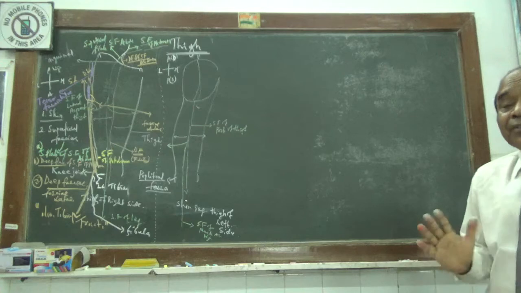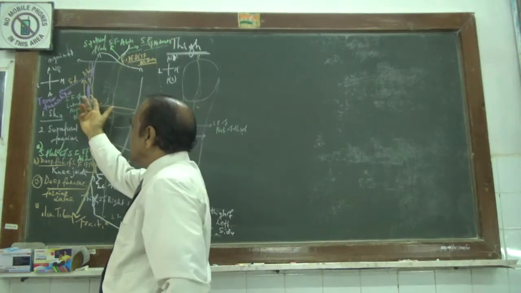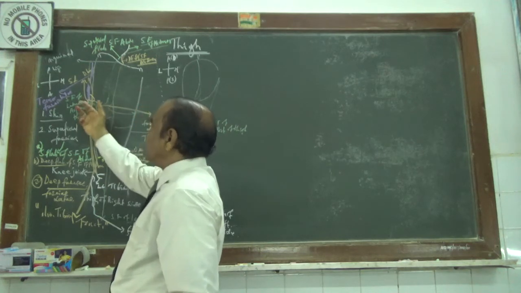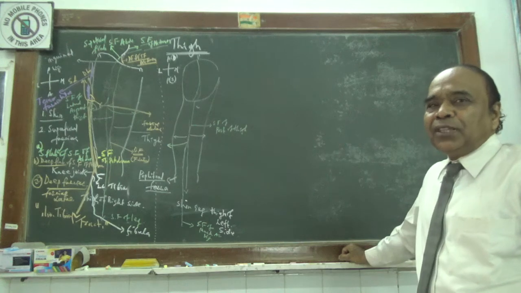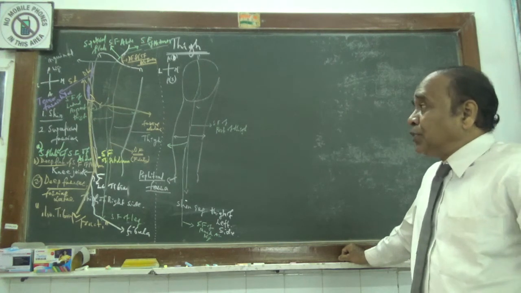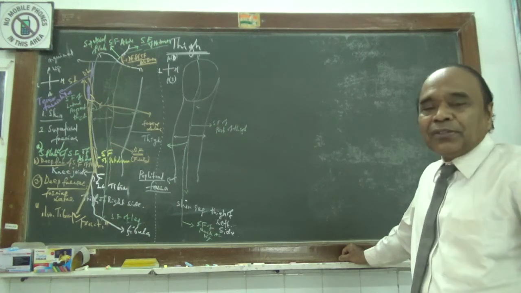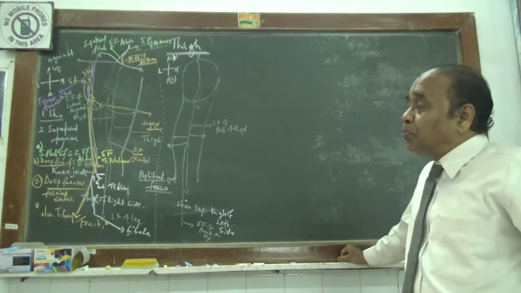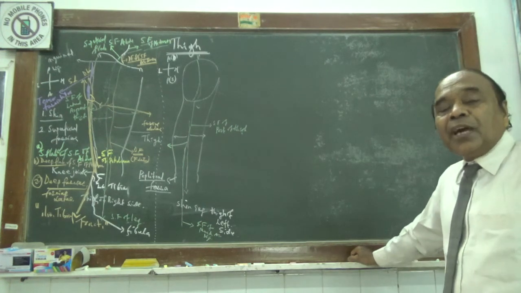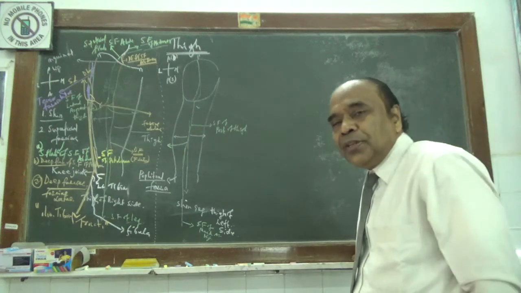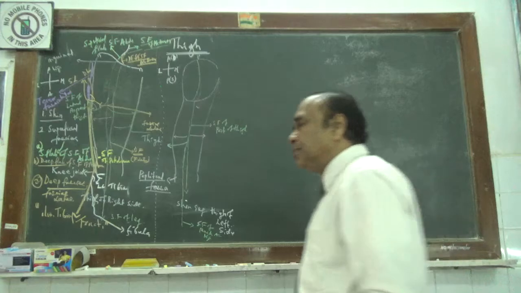Now this iliotibial tract, as it runs up, gets separated and forms the superficial layer and the deep layer of the tensor fascia, one running superficial and one deep to the tensor fascia. And this superficial layer and deep layer are attached to the outer lip of the iliac crest, on the bone ilium of the hip.